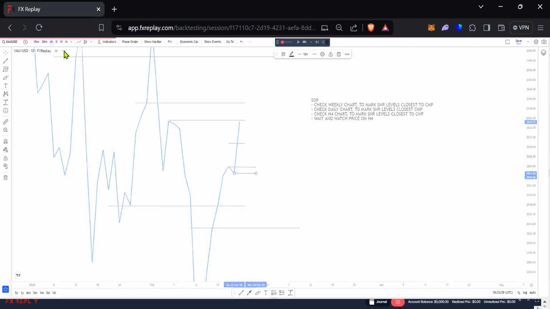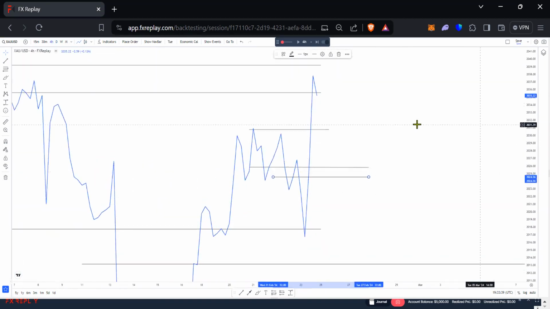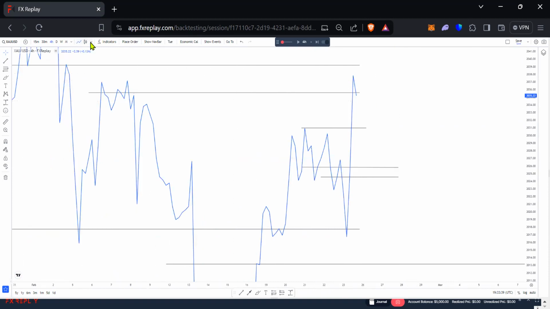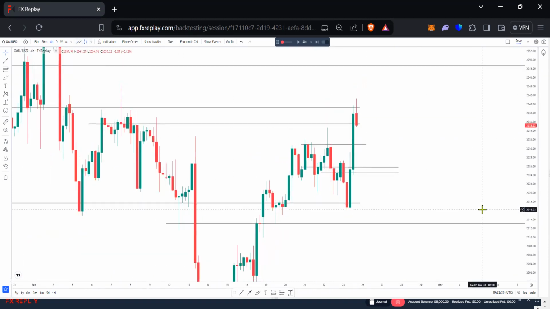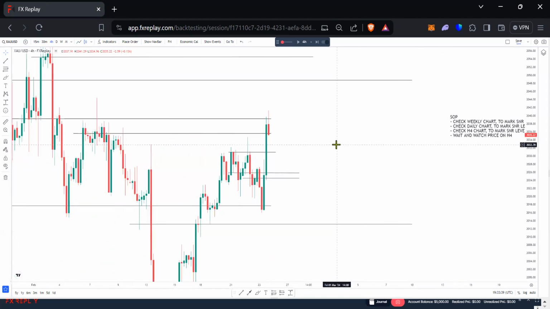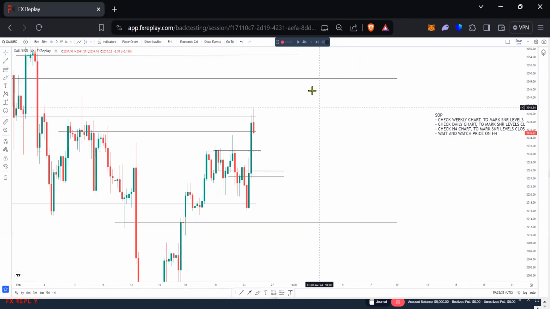So the only SNR level we marked on the H4 was this resistance zone that price broke. That's the only level we marked on the H4. The reason why H4 is called the setup time frame, like I said, is because you wait and watch on the H4 time frame. In MSNR, there is what we call storyline. Storyline means that we believe as SNR support and resistance traders that price would only go from support to resistance or from resistance to a support.